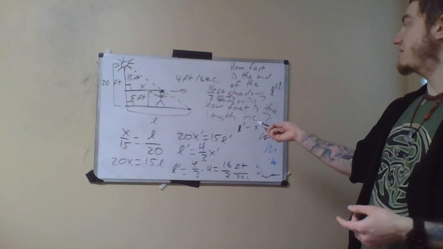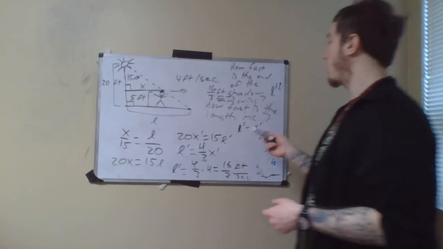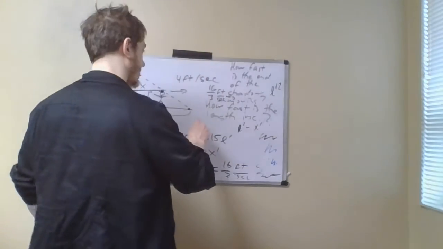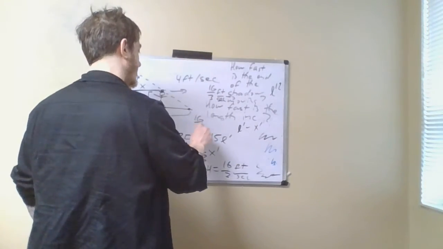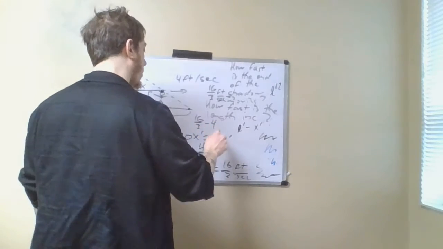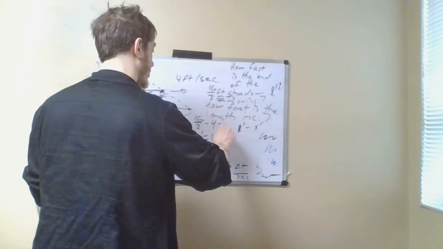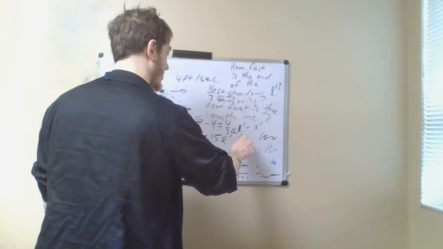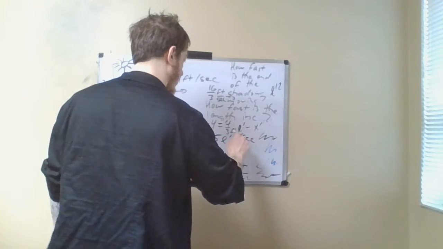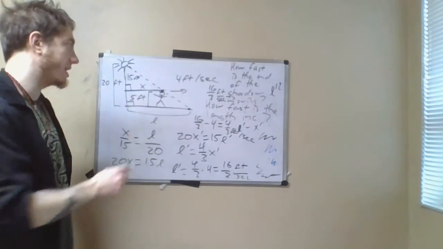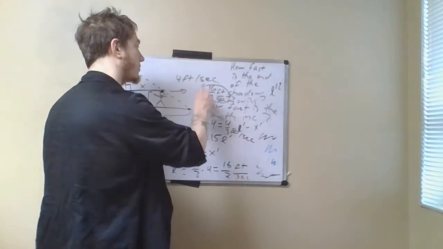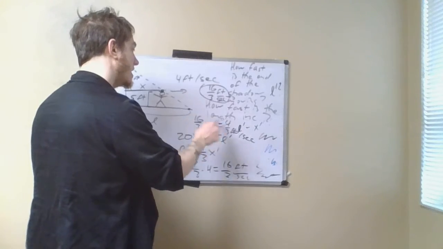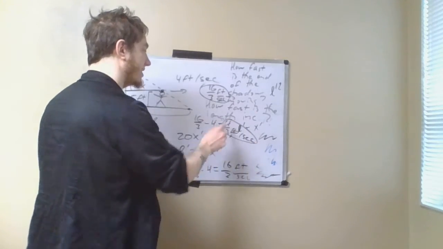So then, how fast is the length of the shadow changing or increasing? Well, that's just going to be 16 over 3 minus 4, which is going to equal 4 over 3 feet per second, which, of course, I don't really have any room left on here to write down. So here is our answer for how fast the shadow is moving. Here is our answer for how the length is increasing.